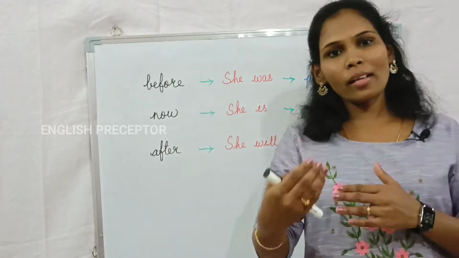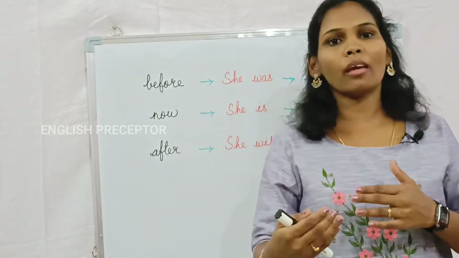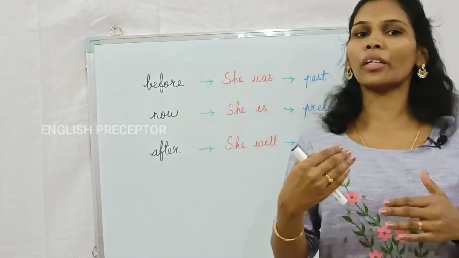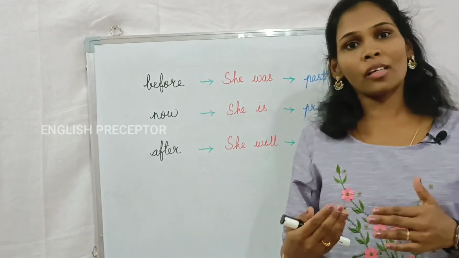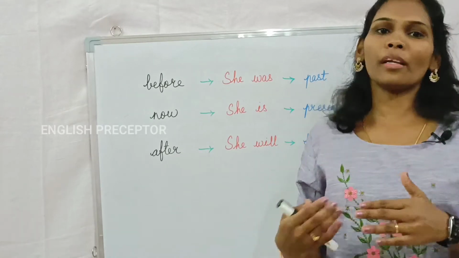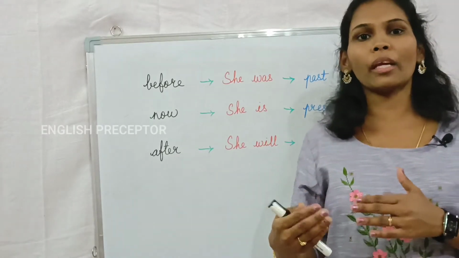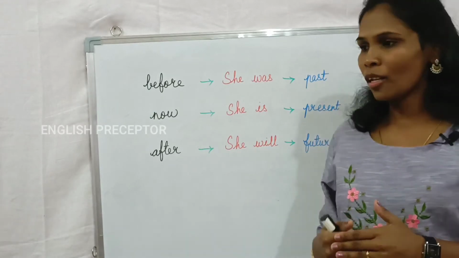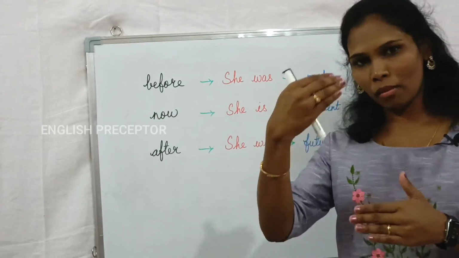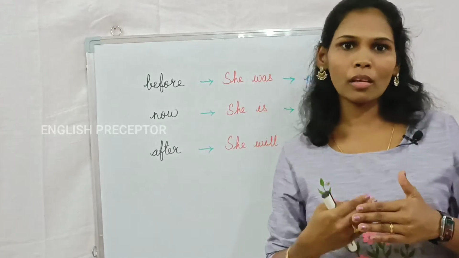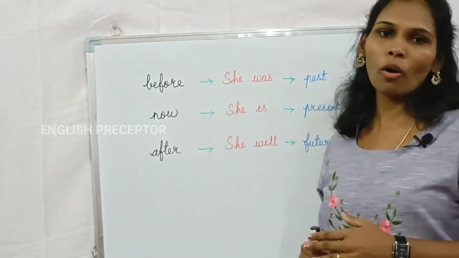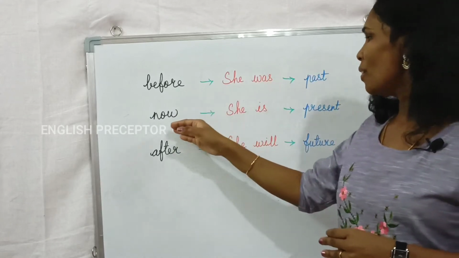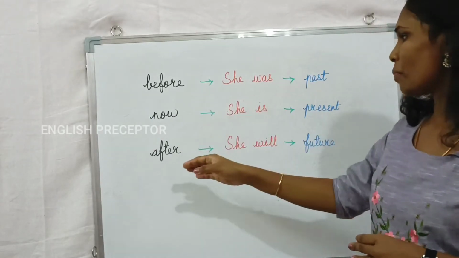One day I asked her what she will be in the future, and she replied that she will be a teacher. When I asked, after 15 years, which means when she will be 25 years old, she will be a teacher, right? So what we have got in these three things: before 8 years, she was a child. Now she is.